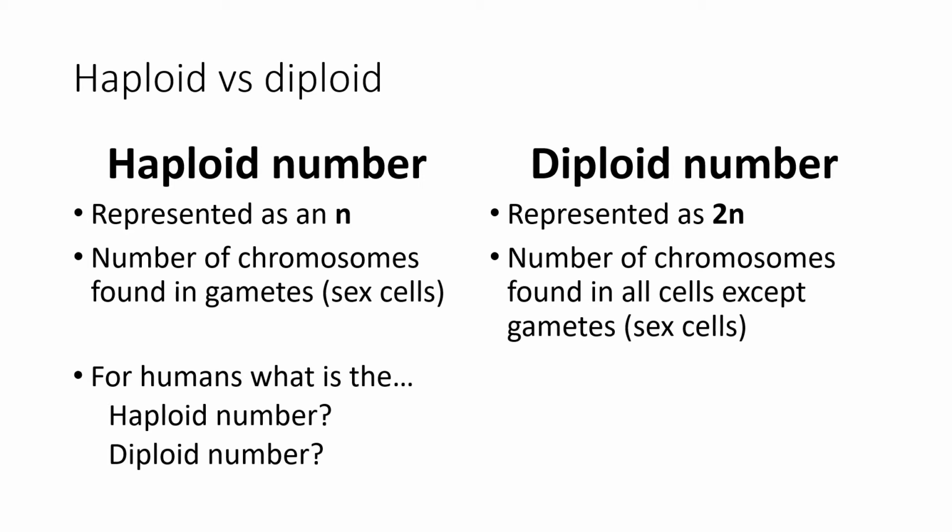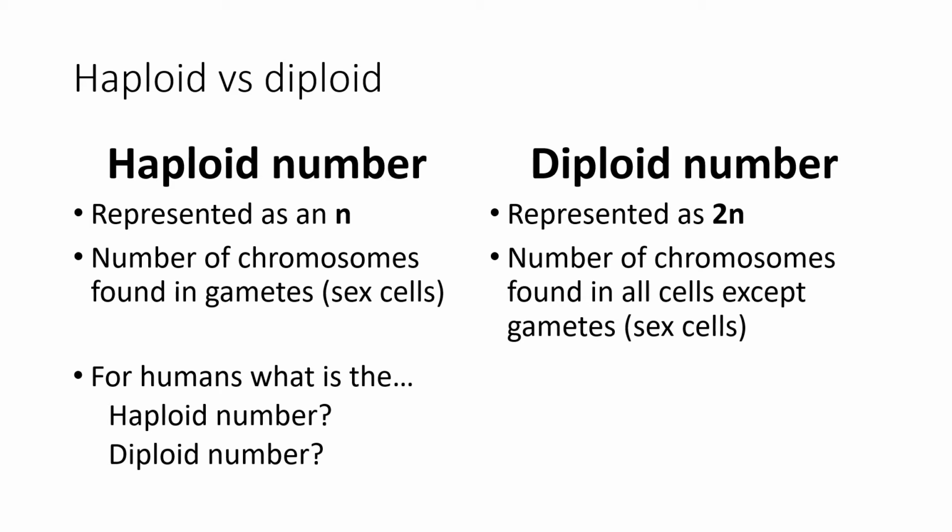Every single cell in every single organism has all the DNA. Certain bits are turned on and certain bits are turned off depending on what the job of that particular cell is, but all cells contain all the DNA. Because they contain all the DNA, they've got all the chromosomes. The only exception, of course, is the gametes, the sex cells, which do not.